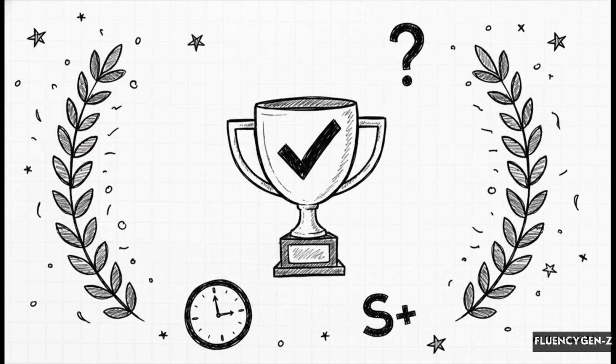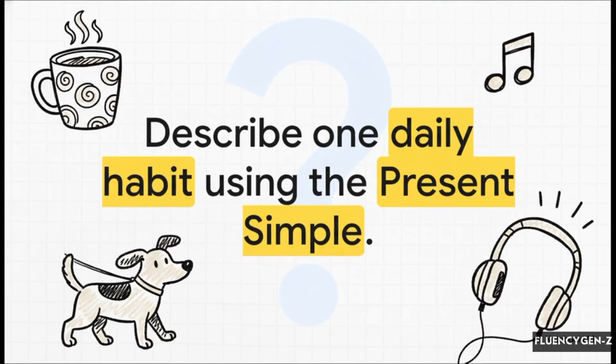And just like that, you've done it. You now get the core ideas of the present simple. So just remember, use it for habits and facts, and always, always remember that special S for he, she, and it. So before you go, I've got a little challenge for you. Think about it. What is one thing you do every single day? Maybe you drink tea, maybe you walk your dog, or listen to music. Try to form that sentence in your head right now using what you just learned. That is how you make this knowledge stick.